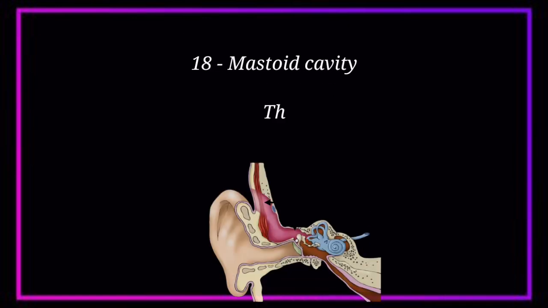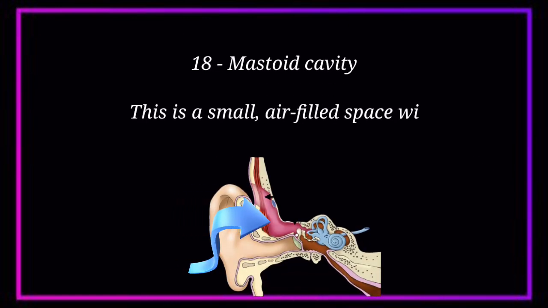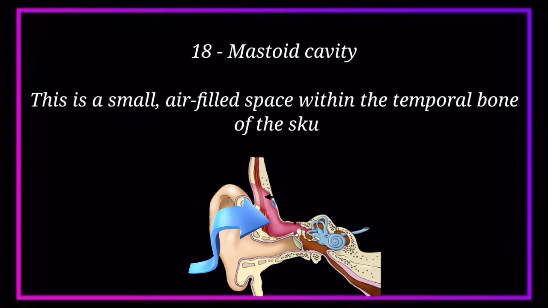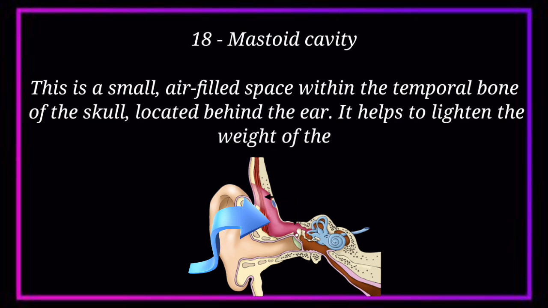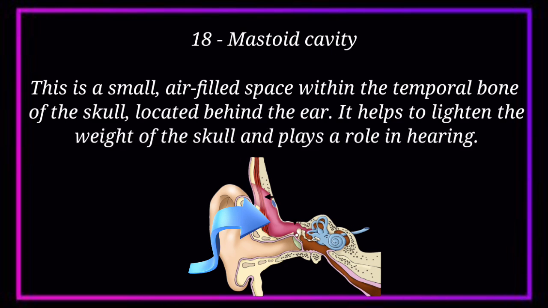Number 18. Mastoid cavity. This is a small, air-filled space within the temporal bone of the skull, located behind the ear. It helps to lighten the weight of the skull and plays a role in hearing.